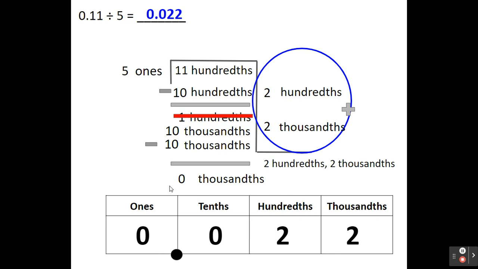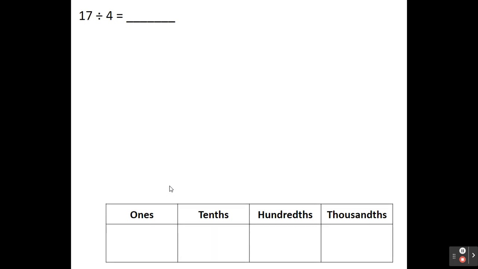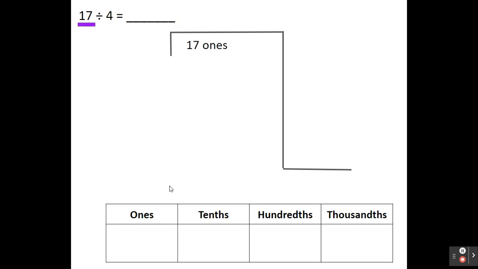Let's try one more problem. Here we have 17 divided by 4. Let's start by drawing our partial quotient symbol. We're going to place our dividend, which is the first number, in the inside. So we have 17 ones. Our divisor, or the second number, is going to the left, 4 ones. We're going to ask ourselves, what can we multiply by 4 to get closest to 17 without going over?